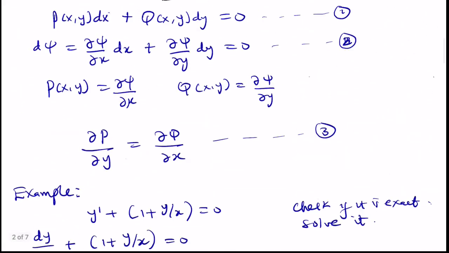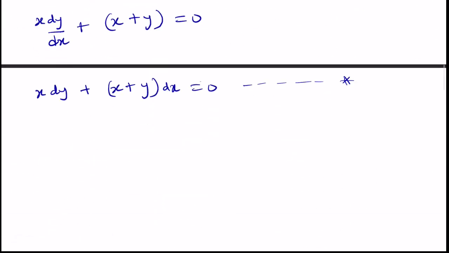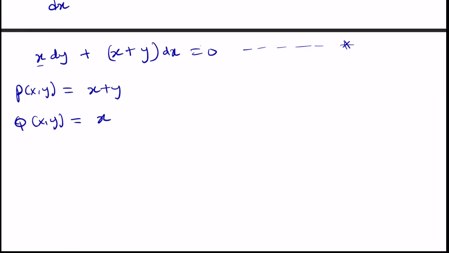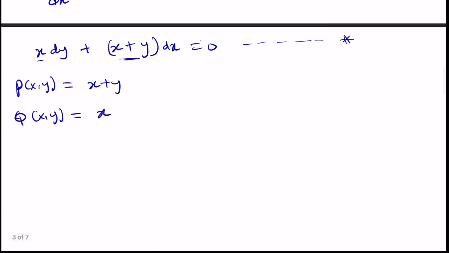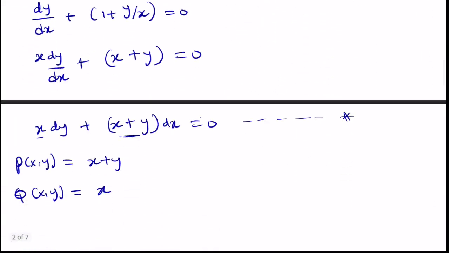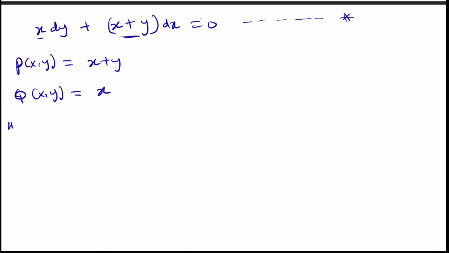If you look at equation star and equation 1, you find out that p of x comma y is equal to x plus y, and q of x comma y is equal to x. Because this is q of x and this is p of x. Therefore, this equation is in the form of equation 1. Then we can solve it. We can check if it is exact. To check if it is exact, step 2, we check for exactness.